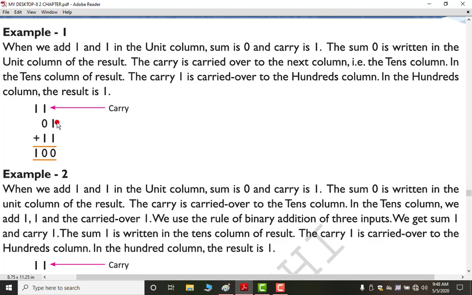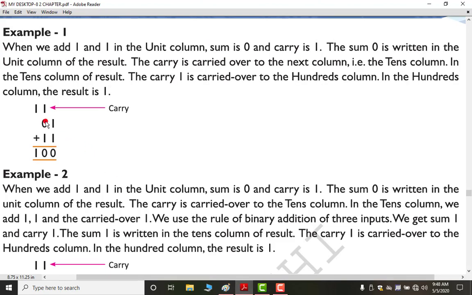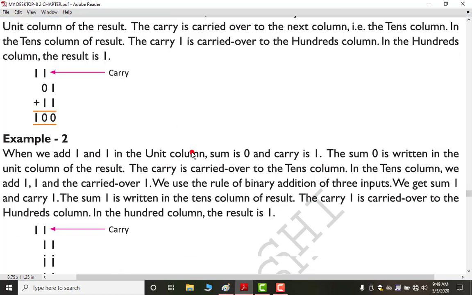Look again, 1 plus 1, 0 and carry 1 according to the rule. This one, 1 plus 1 equal to 0 and carry 1. So you have to write that carry here. Now this 1 and 0 will give you 1. Then you have to add this 1 with this one. So again 1 plus 1, 0 and carry 1. And you have to copy this one here, same as it is. Easy. Next, take one more example.